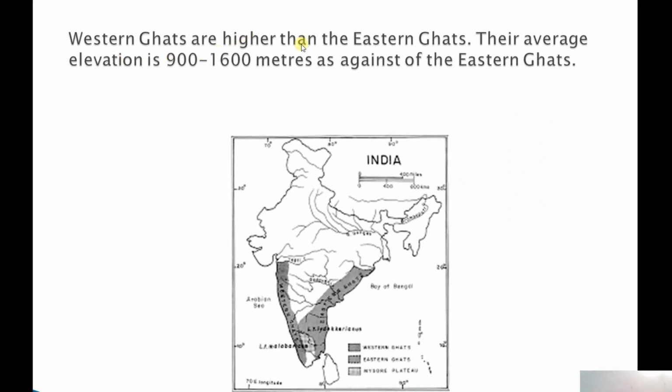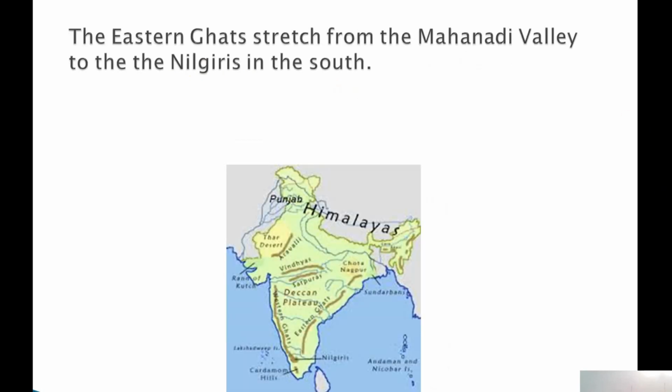Western Ghats are higher than the Eastern Ghats. If we compare the height, Western Ghats are higher. Their average elevation is 900 to 1600 meters as against the Eastern Ghats. So average elevation or the height is from 900 to 1600. That means it varies from place to place.